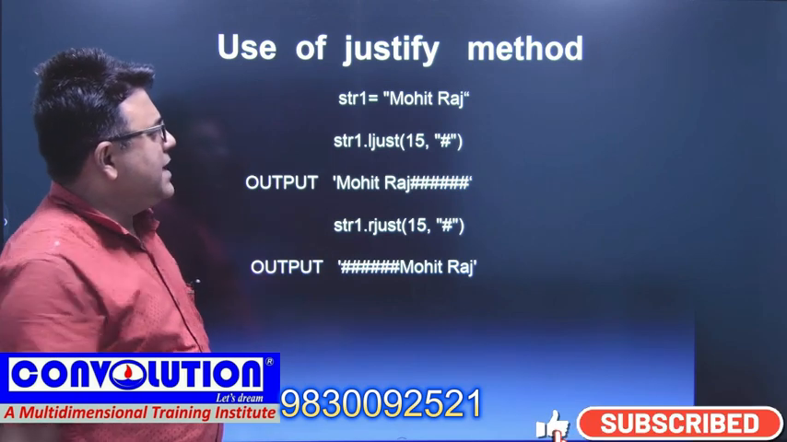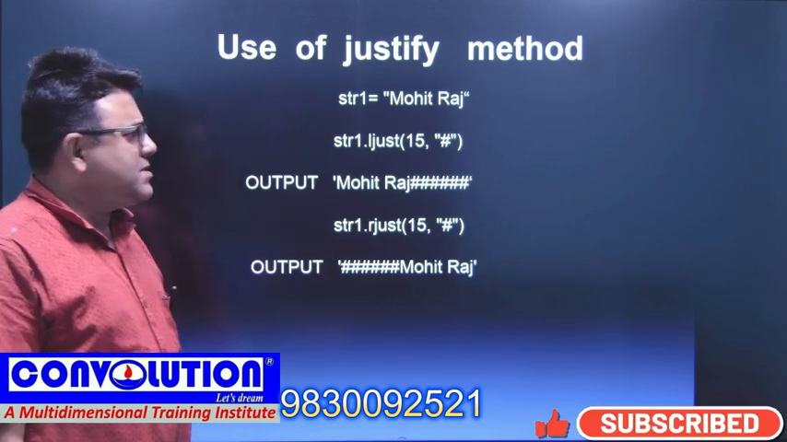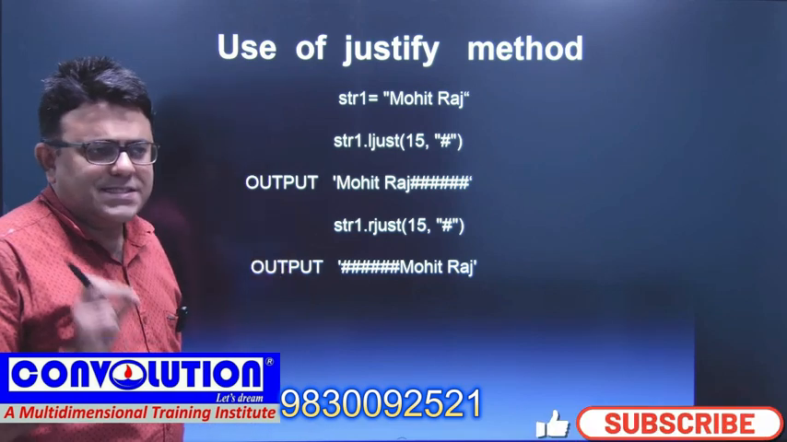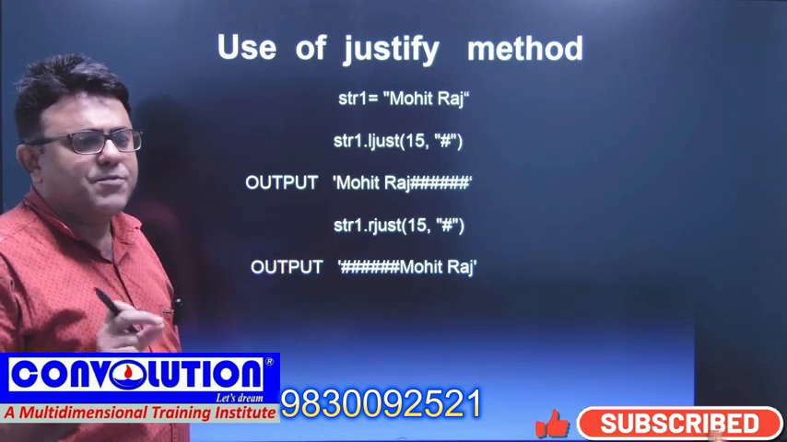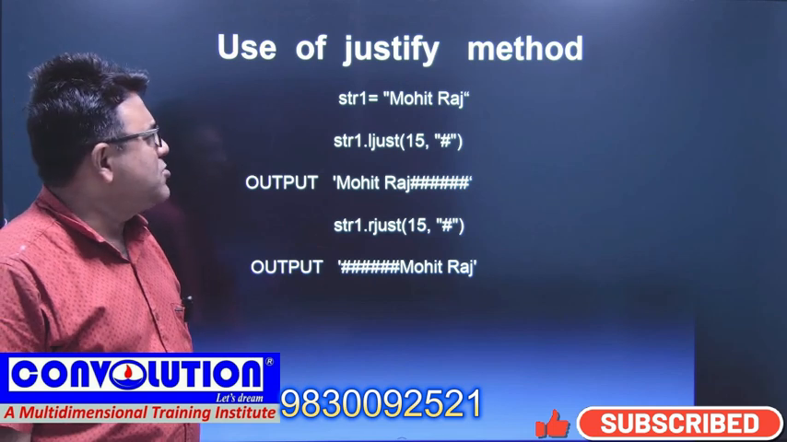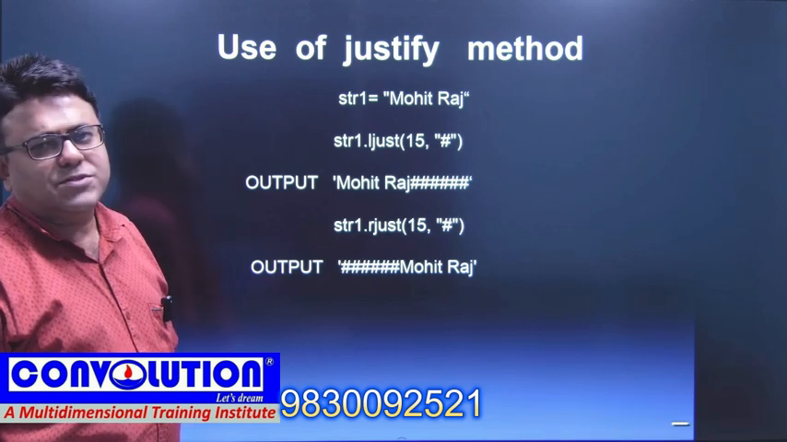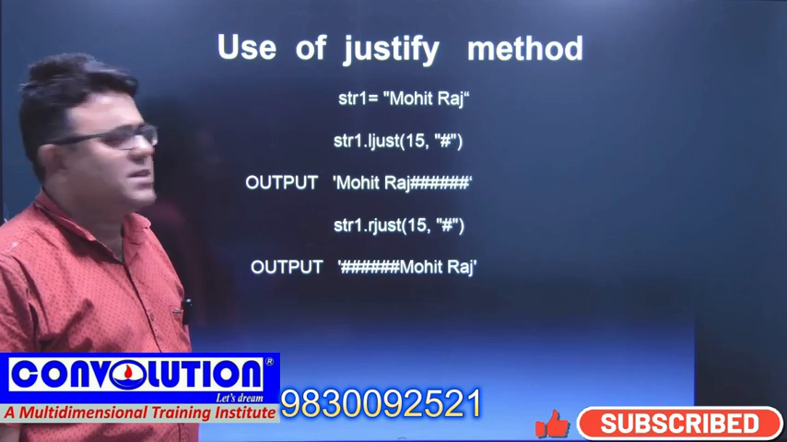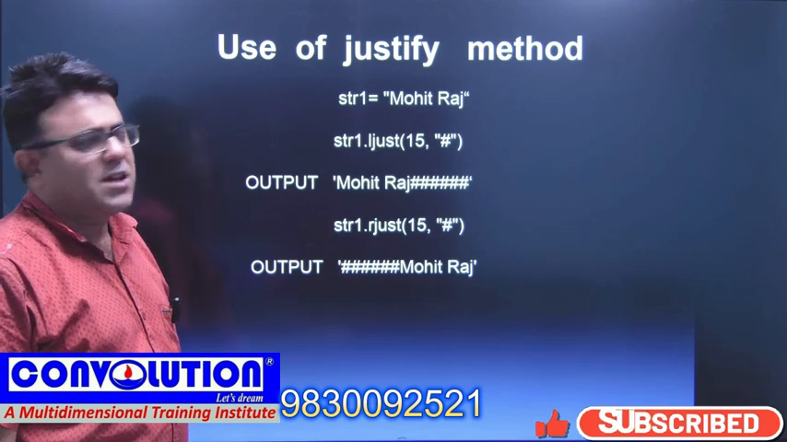So in the ljust function, first I said 15. What does this 15 mean? I want exactly 15 different spaces, 15 different blocks, where I'm going to store some information. What information? The value stored in str1. In str1, Mohit space Raj is there.